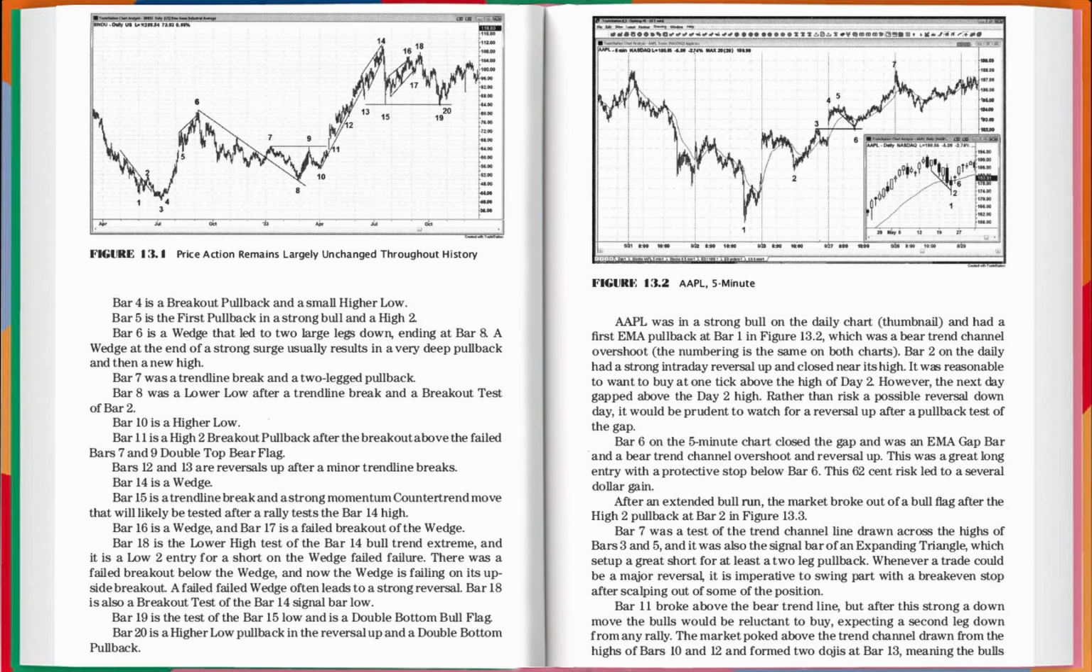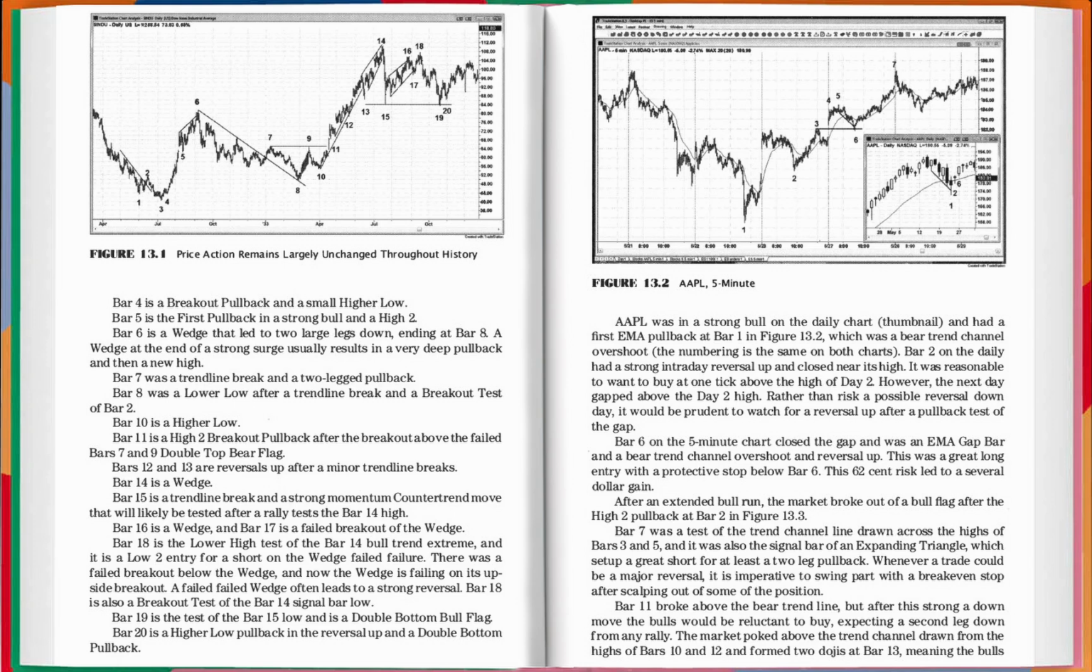Bar 14 is a wedge. Bar 15 is a trendline break and a strong momentum countertrend move that will likely be tested after a rally tests the bar 14 high. Bar 16 is a wedge, and bar 17 is a failed breakout of the wedge. Bar 18 is the lower high test of the bar 14 bull trend extreme, and it is a low 2 entry for a short on the wedge failed failure.